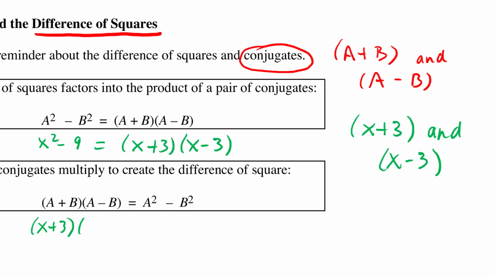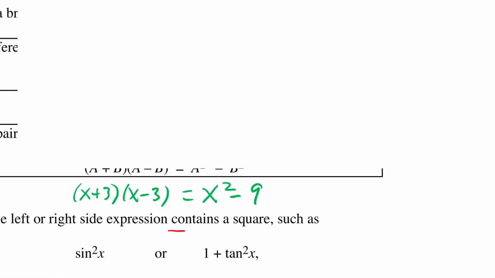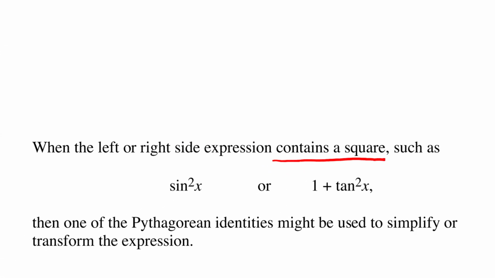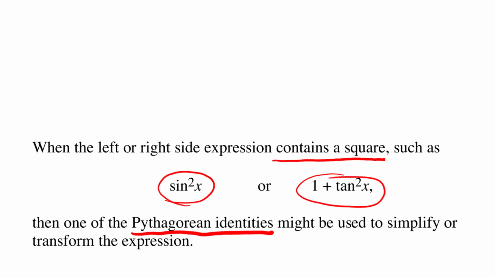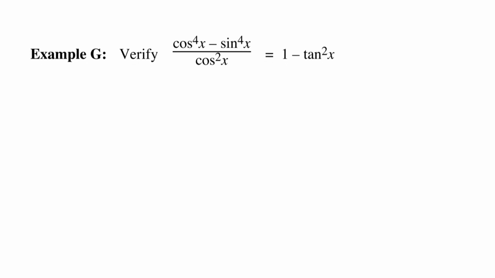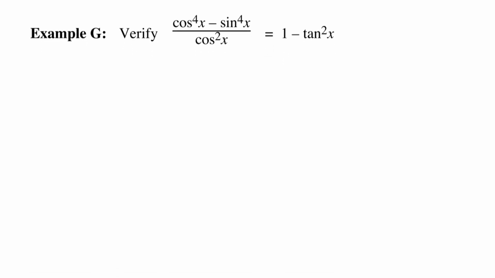Likewise, if we have a pair of conjugates that we multiply, they always multiply to become the difference of squares. X plus 3 times x minus 3 is x squared minus 9. Oh, one more thing before we continue. We'll often see squares either on the left side or the right side of the expression, or maybe both. And if we ever see a square, it's likely that one of the Pythagorean identities will be used. It doesn't have to be, but it's likely that it will. We'll see that in example G here.